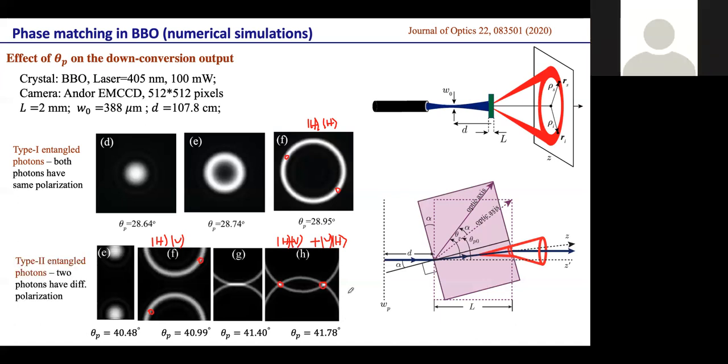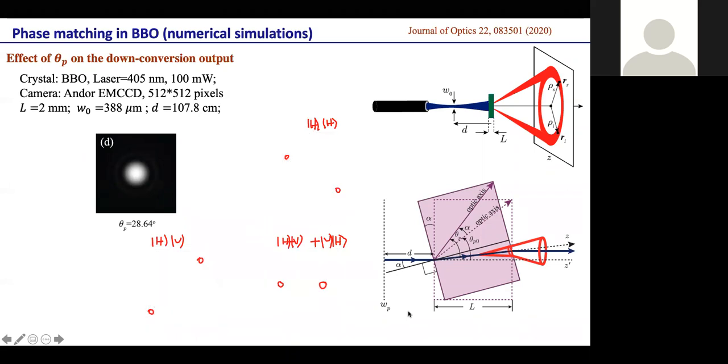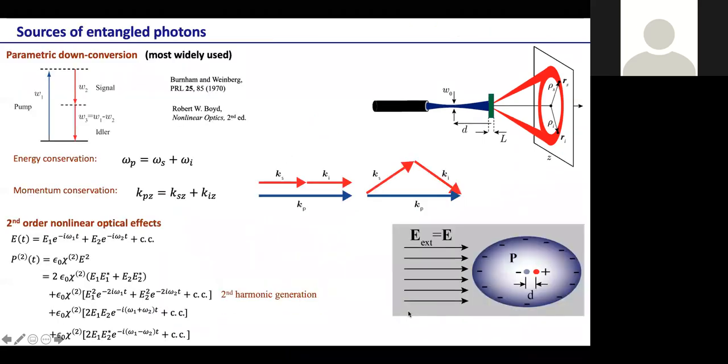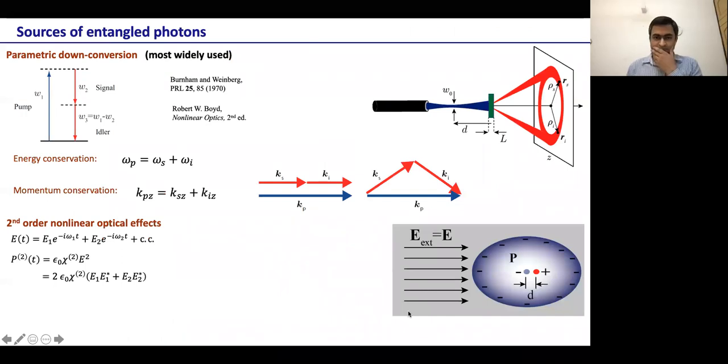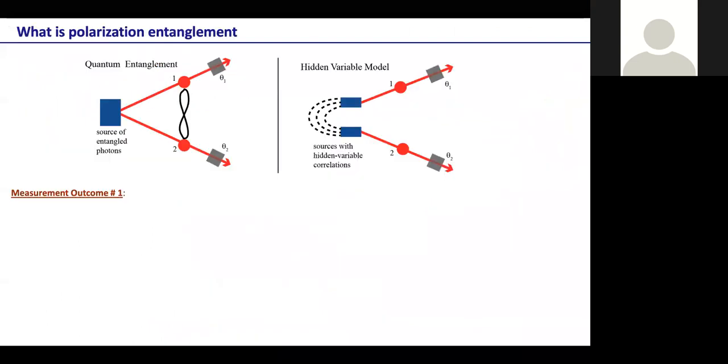Okay. But I just want to confirm one thing. Like in one of the earlier slides, you were demonstrating, no, you were actually denying entanglement by using two different sources which were connected by some rules. Yes. Is using two different crystals similar to using two different sources?